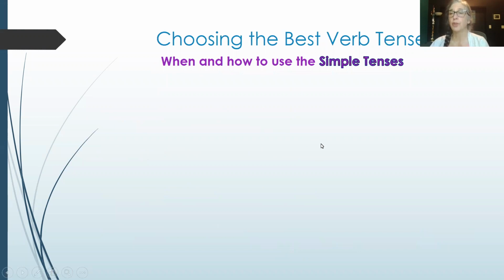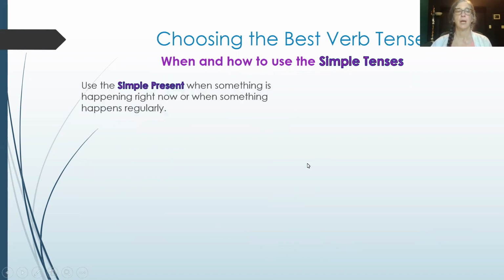So now that we've looked at the simple tenses, when and how should we use them? Well, we want to use the simple present. There are two times to use the simple present. I sit, or you sit, or she sits. And if you're curious, Joey, and those of you that are watching the recording, is when do I use sit and when do I use sits?